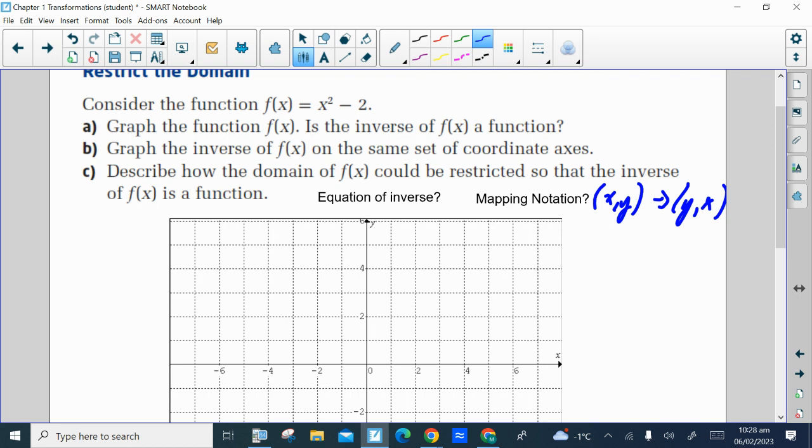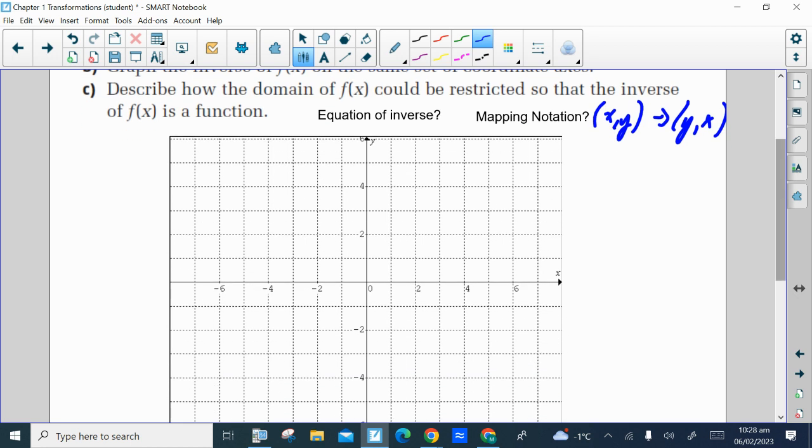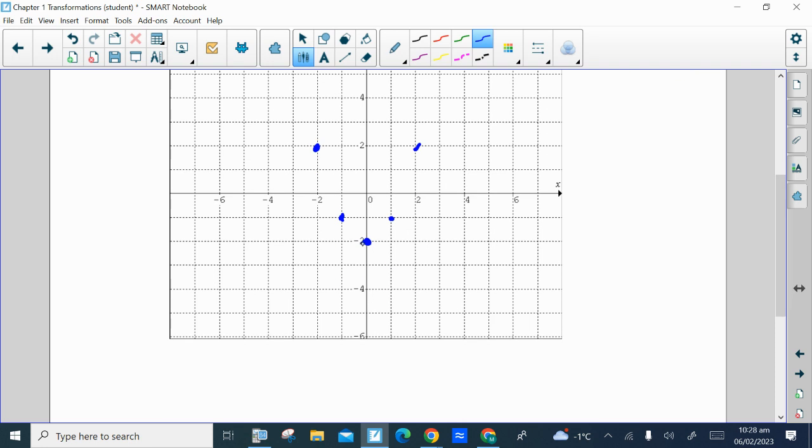The original graph, the graph of y = x² - 2. That's the graph of y = x² shifted down 2 units. So instead of having a vertex at (0, 0), it'll be at (0, -2). Instead of going through (-1, 1), it'll go through (-1, -1). Instead of going through (-2, 4), it'll go through (-2, 2), I should say. We're just moving all the points down 2 units. So here's our original graph, which is a function. It passes the vertical line test.